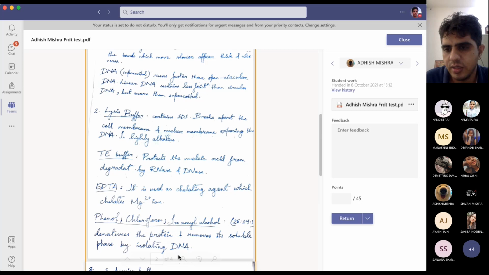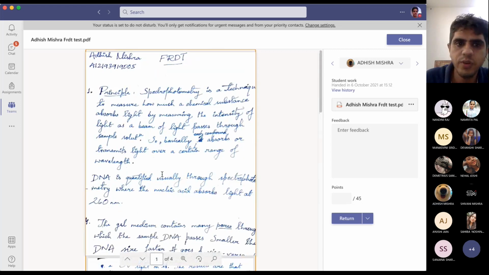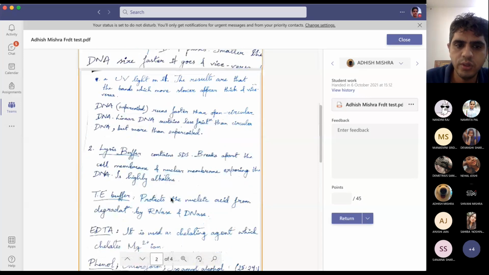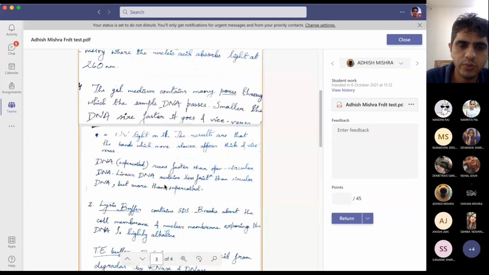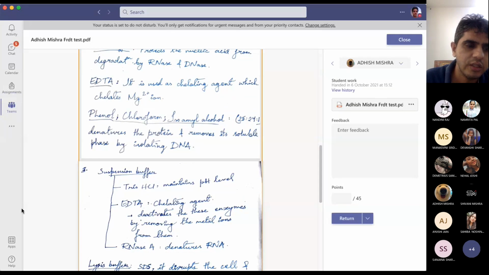Adish? Yes, sir. Note down what marks you are getting and in the end tell me the total. Okay, so 4 marks in question number 2. So 0.5 in 1, 0 in 4th, and 4 in 2. Now moving to question number 3.